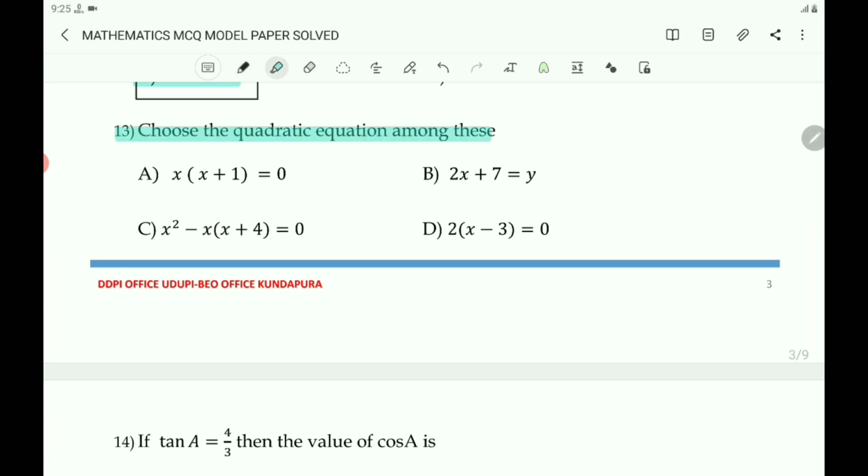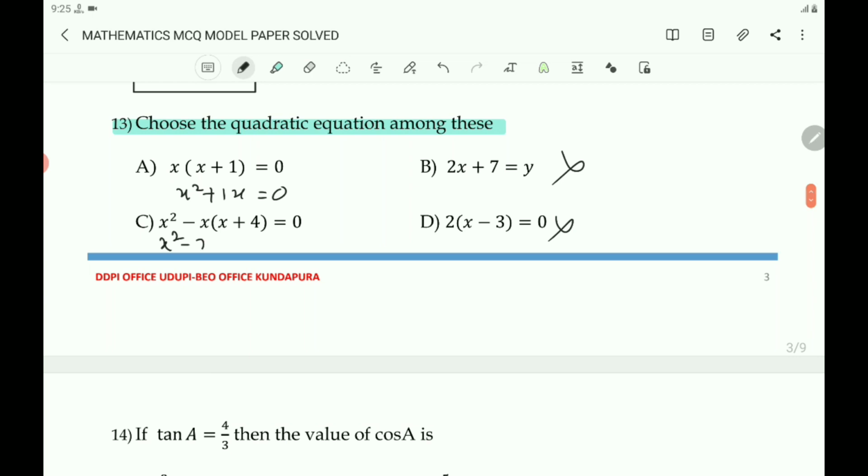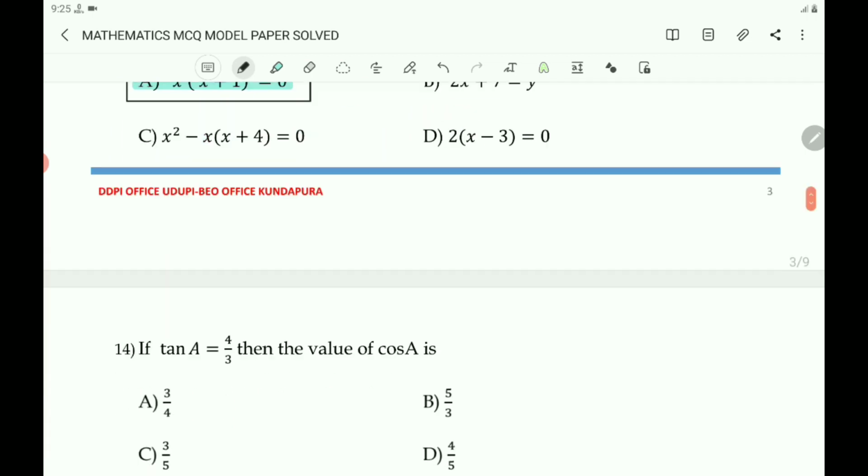Then you take the question number 13. Choose the quadratic equation among these. Here you know that it becomes x square plus 1x equals 0. It is a quadratic equation. And this is not a quadratic equation. This is also not a quadratic equation. Here what happens? x square minus x square minus 4 equals 0. These two cancel. This is also not a quadratic equation. So the first one, x into x plus 1, is a quadratic equation. So option A is the answer. So note down the answer. x into x plus 1 equals 0 is a quadratic equation.